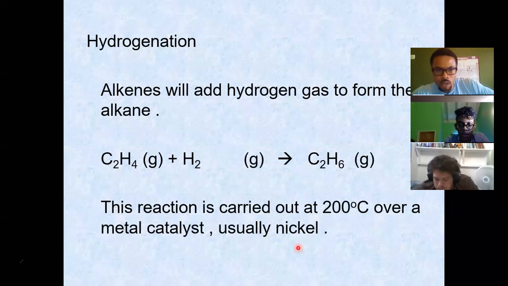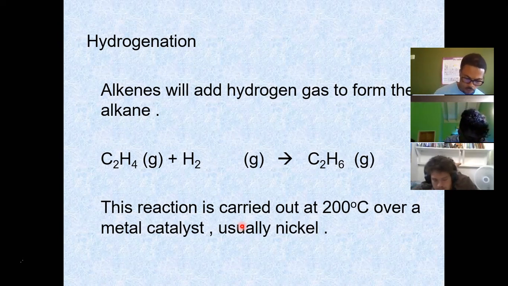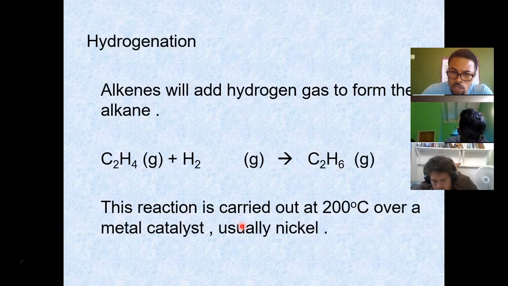hydrogenation. This reaction is carried out at 200 degrees Celsius over a metal catalyst, usually nickel. So we usually have the nickel catalyst. You're going to see it on page 138, where they have 150 degrees Celsius at 5 atmospheres with a nickel catalyst. You all see that in your concise? That's on page 138. So that's one of the addition reactions. In this case, we have a 2-carbon chain, ethene, which would react with hydrogen to form ethane.